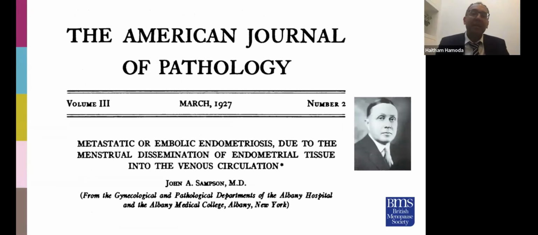But if we want to look at the first description coining the phrase endometriosis, it was John Sampson from Albany in 1927, and he used the term endometriosis and referred to retrograde dissemination of endometrial tissue back through the fallopian tube into the pelvis, which we describe as retrograde menstruation, the commonest cause for pelvic endometriosis. Next slide, please.